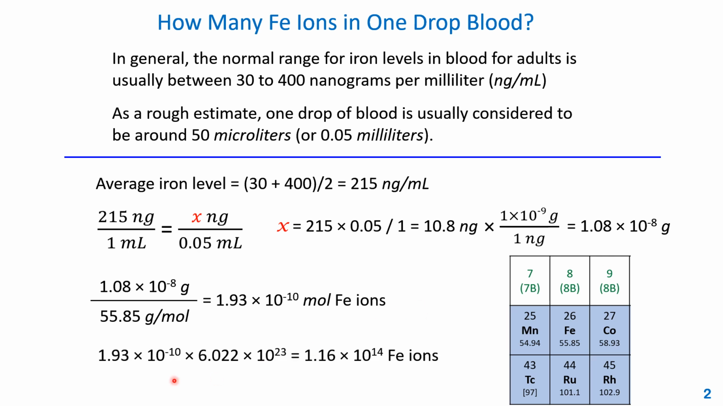Okay, so now we can use the moles times Avogadro's number. So when you know the moles, multiply with Avogadro's number, you can get the number of particles. So the multiplication gives you 1.16 times 10 to the 14 iron ions. Okay, this is a big number. So you can see even in 1 drop of blood, you have about 100,000 billion ions. Okay, this is the first example where we use the mole calculation. You can see you have to go through the moles.